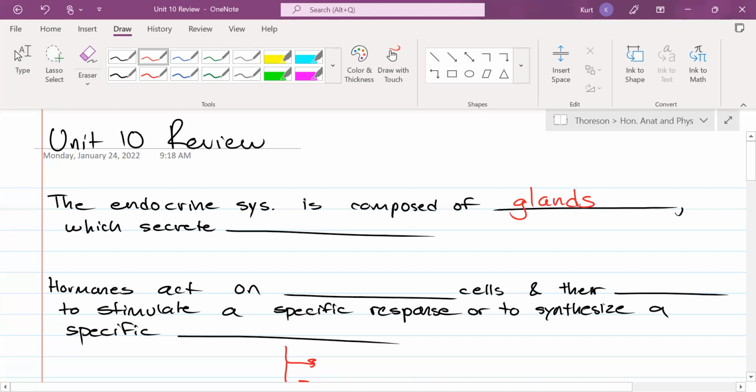Okay, Olivia, and what do they secrete? Hormones. Your endocrine system is composed of glands which secrete hormones.